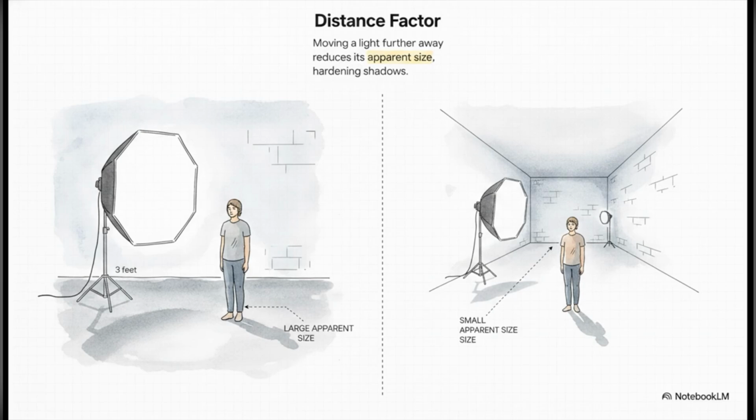Now, where the magic really happens in the studio is something called the distance factor. Say you place a 36-inch softbox just 3 feet away from your subject. At that distance, it takes up a massive portion of their field of view. It's relatively huge, which gives you beautiful soft light. But if you take that exact same modifier and simply move it 20 feet down the room, from the subject's perspective, it suddenly looks really, really small. Without even changing your equipment, just by increasing that distance, you've drastically decreased the apparent size and completely hardened the light. It's a real game changer.